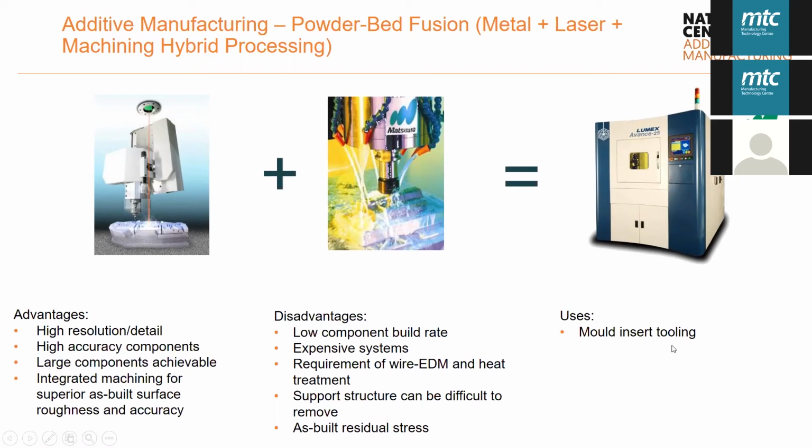Good use cases are mold inserts, where you might require a very low surface roughness within the tool that you otherwise couldn't machine post component build. So as you're machining throughout the build, you can actually machine into these very tight and hard to get to channels and sections. So that's just an advantage there.